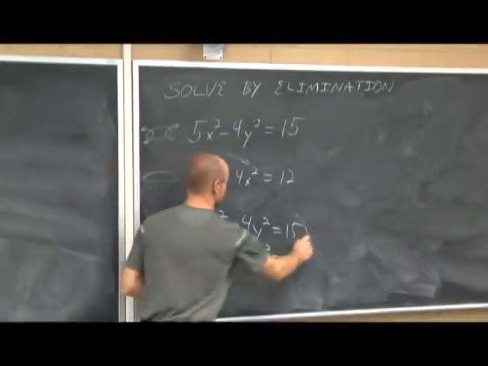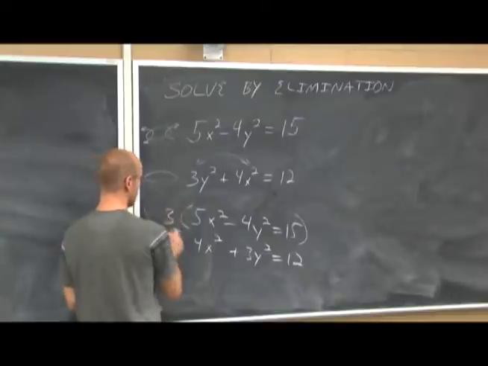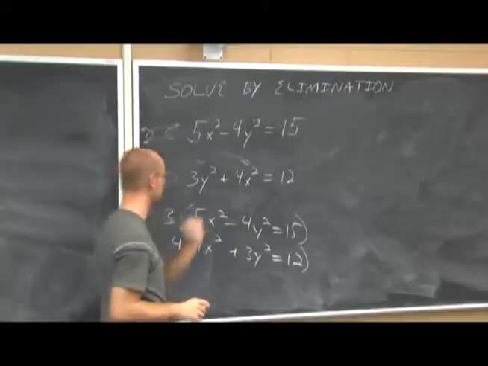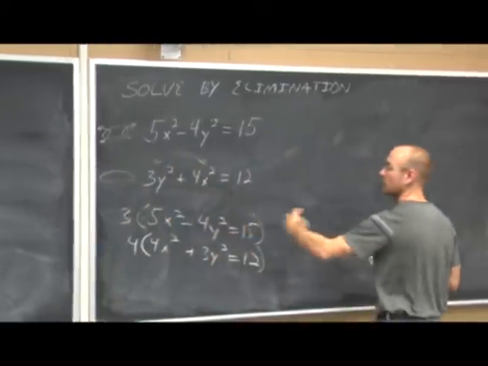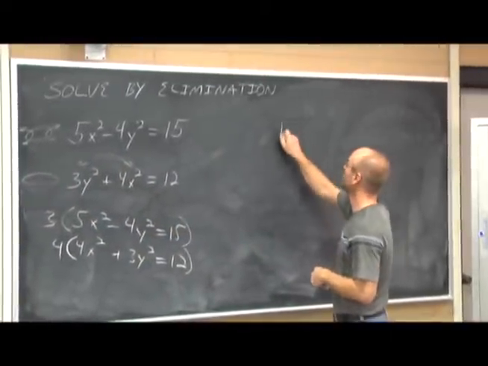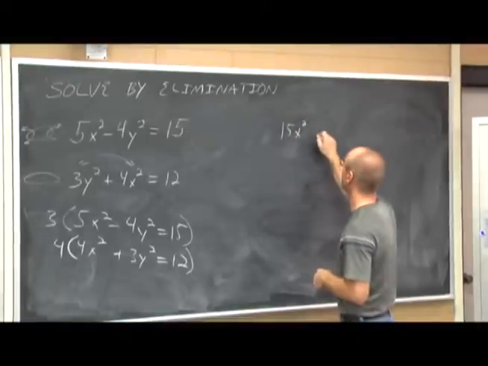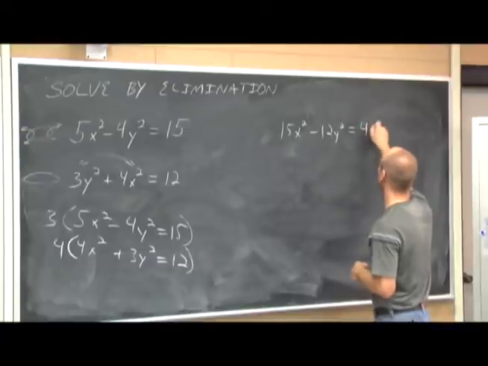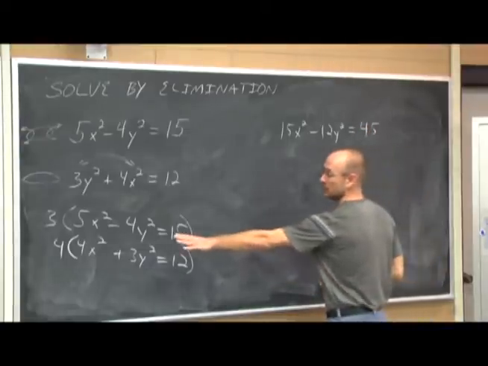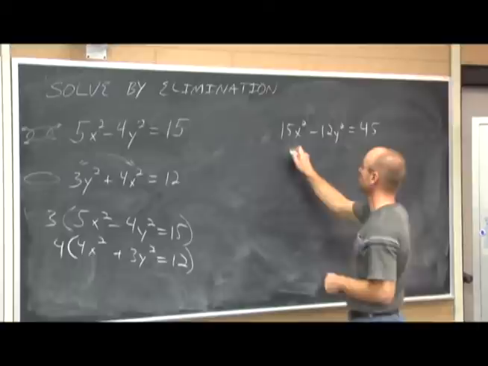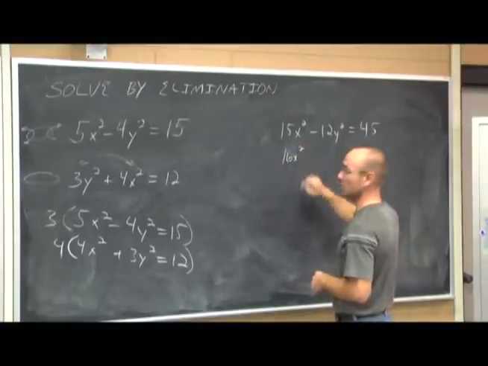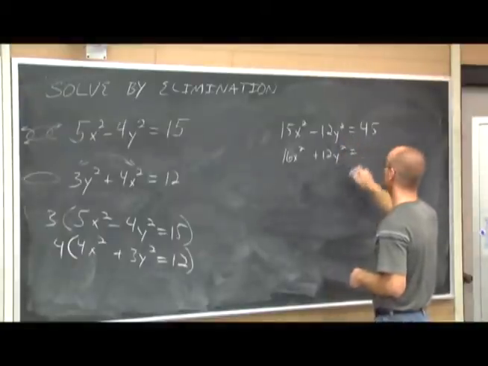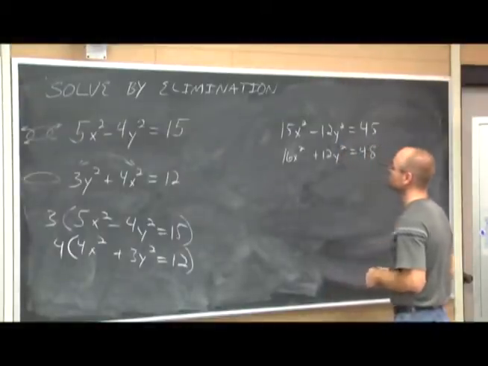So I'm going to multiply this one by 3 and multiply this equation by 4, and I'm going to take it over here where we have more board space. If I distribute that 3 through, I'm going to get 15x squared minus 12y squared equals 45. Then I'm going to distribute the 4 through the other equation. I get 16x squared plus 12y squared equals 48.